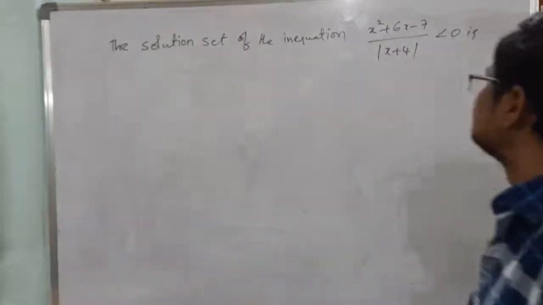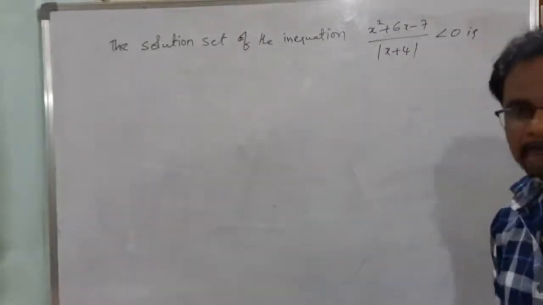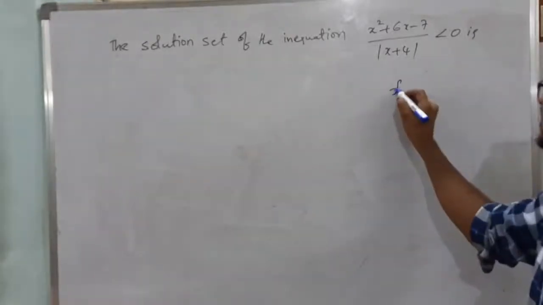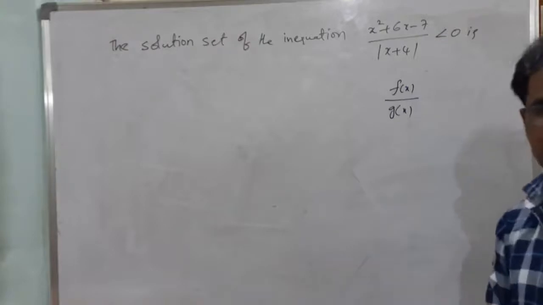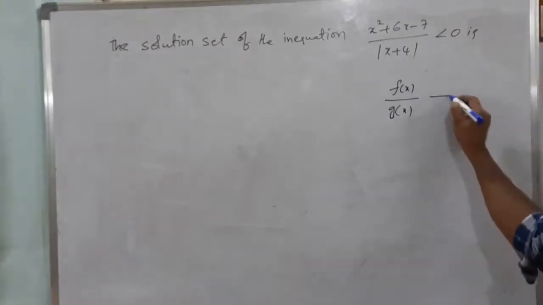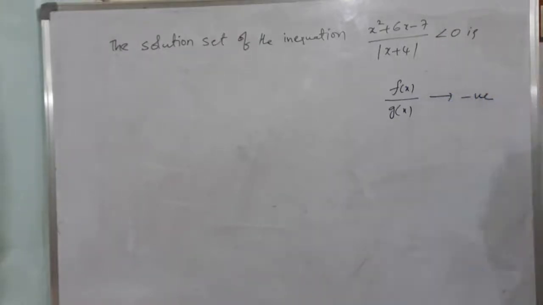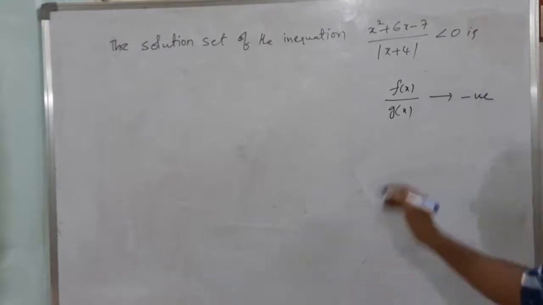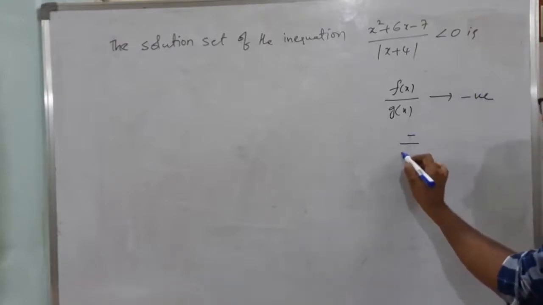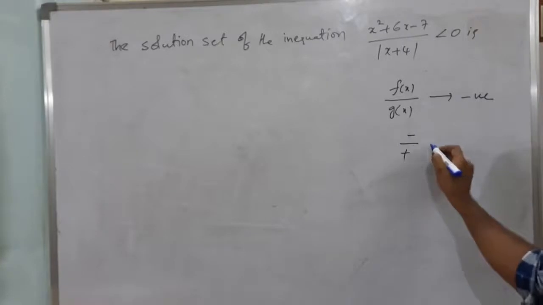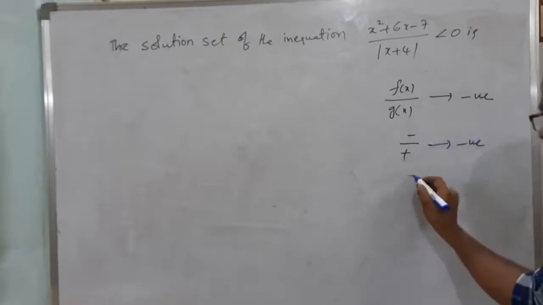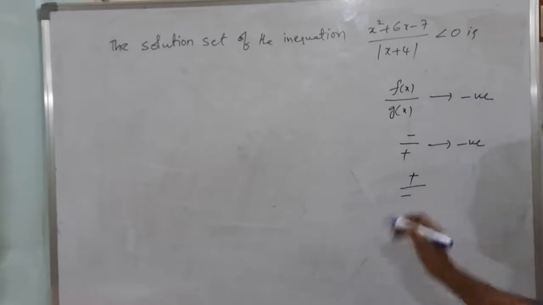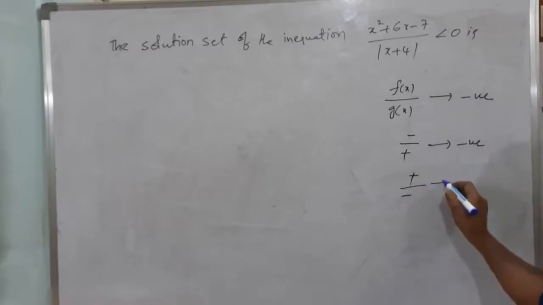How to do this one? Listen here. So this is a rational function, in the form of f of x by g of x. But right side what is there? Negative is there. When is it possible? If numerator is negative and denominator is positive, then you will get a negative value. Next, numerator is positive and denominator is negative, even though you will get negative.